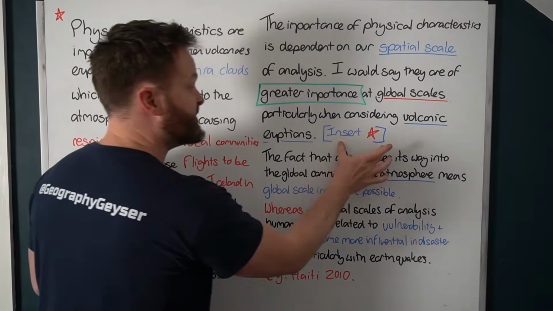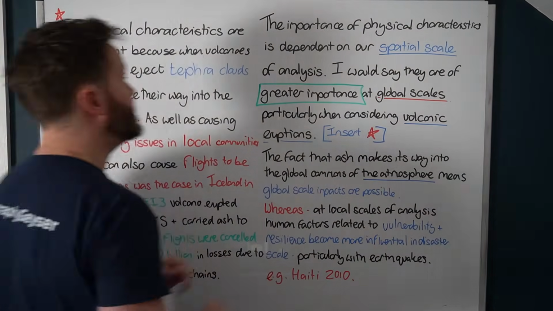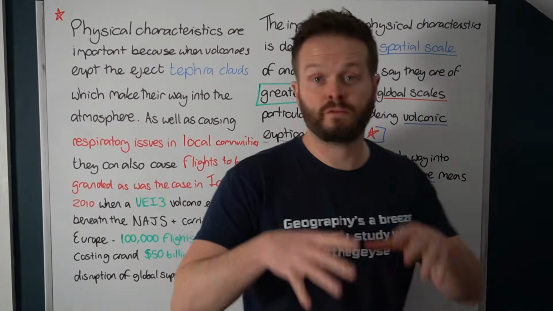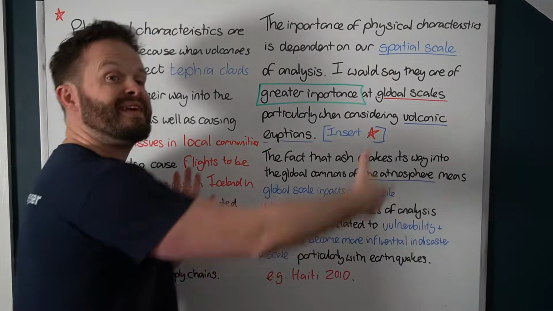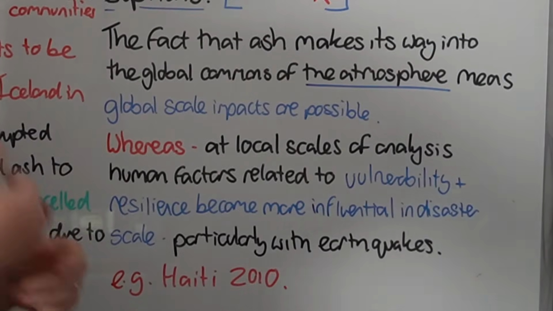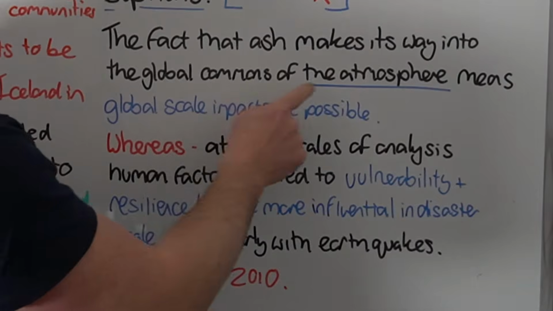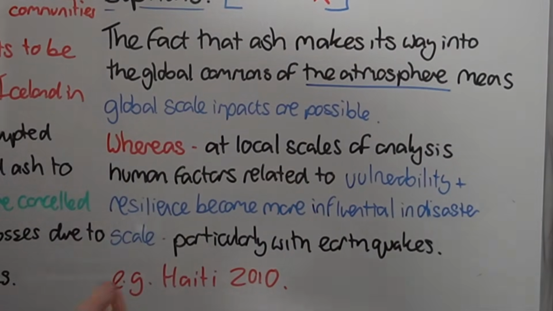Then what you do is you take the original knowledge that you've already got and you just insert it there. Tell exactly the same story. The examiner still wants to see that you can fully explain things, that you know theory, that you know that AO1. And then we summarize in a way like this to link back to the question and link back to our framework of analysis. The fact that ash makes its way into the global commons of the atmosphere means global scale impacts are possible.